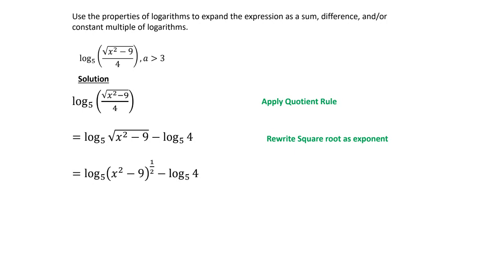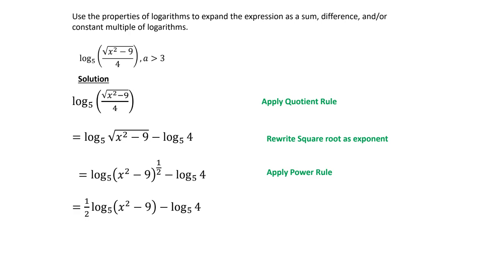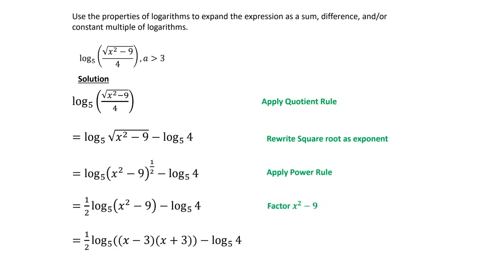Now we can apply our power rule. The power rule says that if we have an exponent on a given log, we can bring it to the front. So then we will have 1/2 log base 5 of x squared minus 9. But we're still not done. We can rewrite the input, x squared minus 9, as a difference of squares, or factor it: x minus 3 times x plus 3.